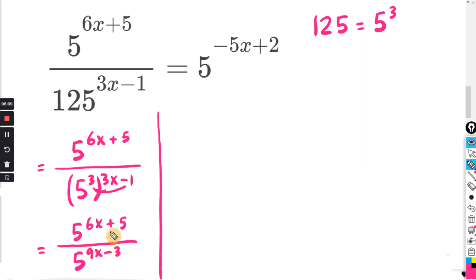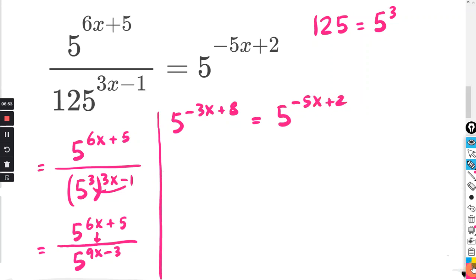Okay, and now since the 5's match, we can subtract these. We can subtract these going down. So keep the 5. 6x minus 9x is negative 3x. And 5 minus negative 3 is positive 8. Okay, please be careful. When you subtract going down, it's going to subtract 9x and subtract negative 3. So the negative sign, when you subtract, gets distributed to both of these terms. All right, and finally, it equals this right here, 5 to the power of negative 5x plus 2.